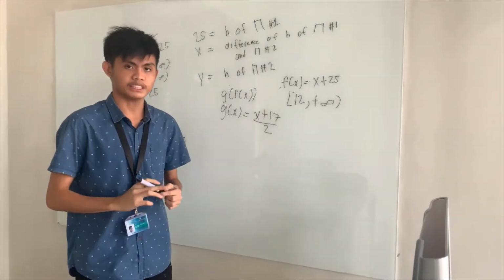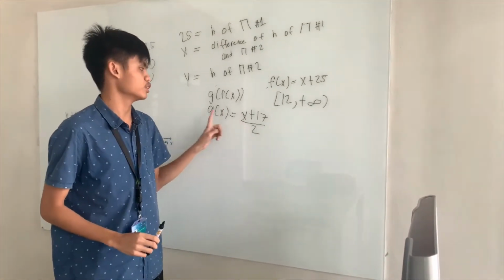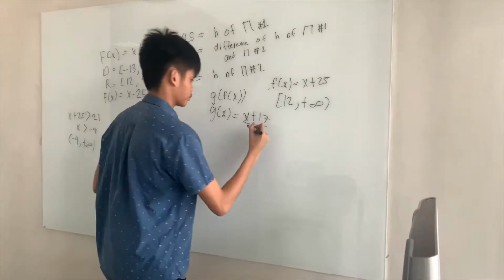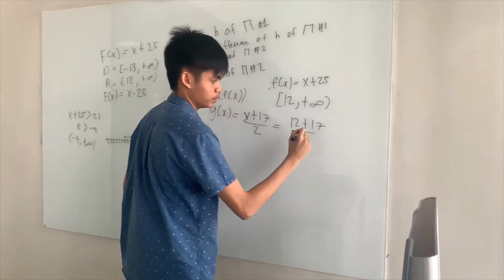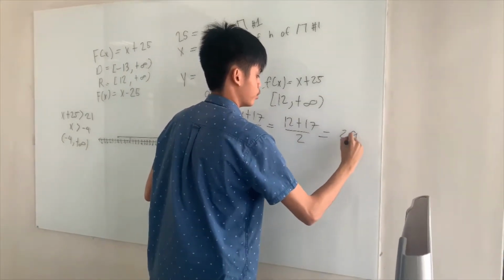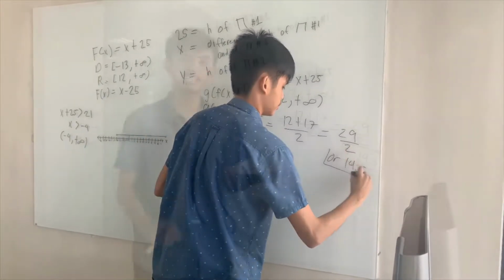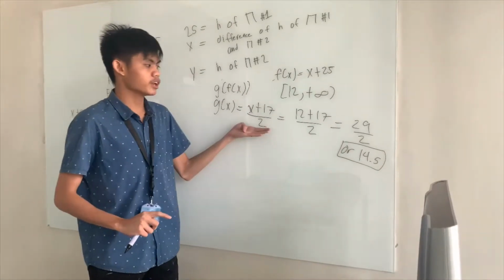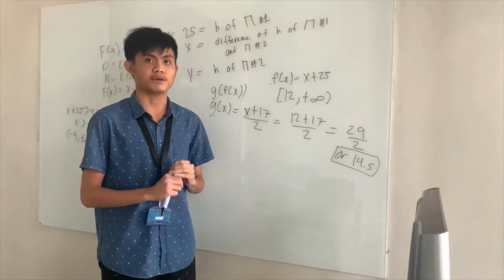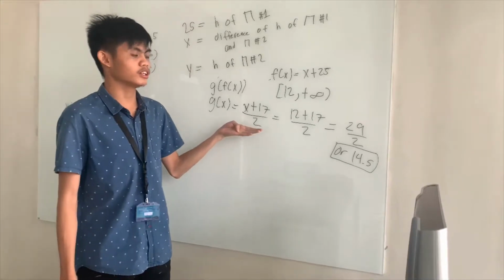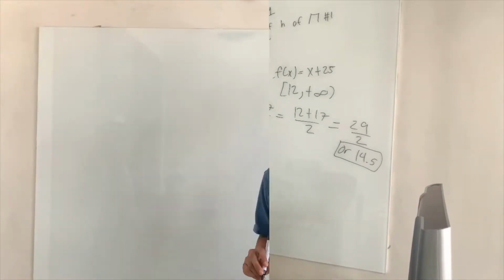Knowing that 12 would be the lowest range, we could now assume that the lowest x we could use for g of x would be 12. So 12 plus 17 equals 29, over 2, which gives us 29 over 2 or 14.5. In the context of civil engineering, what can be made of these functions? These functions could now represent the height of building number 3, given that the height of building number 3 means half of building number 2 plus 7.